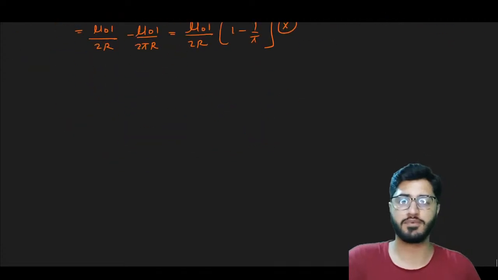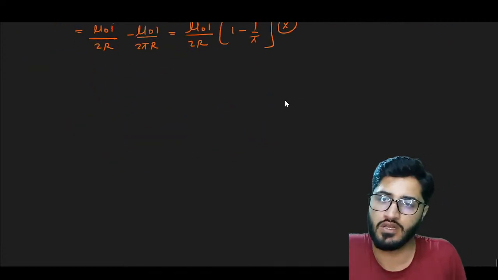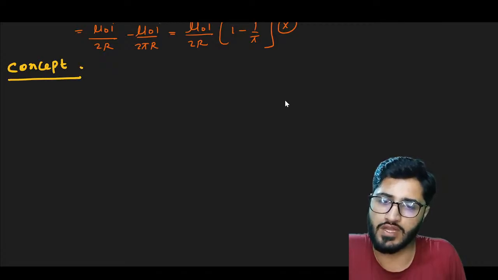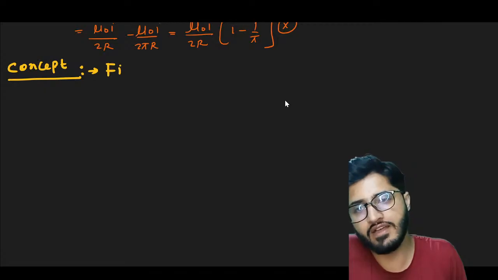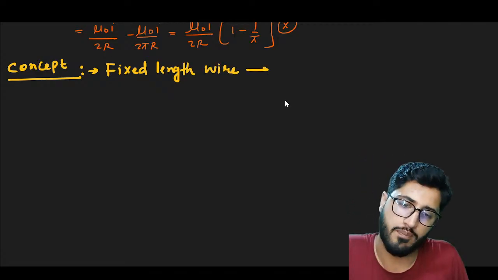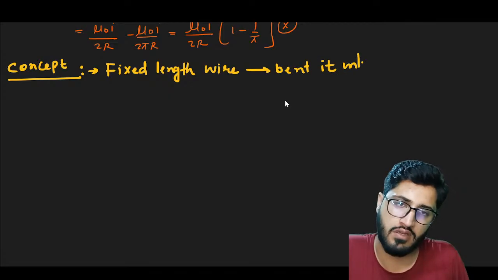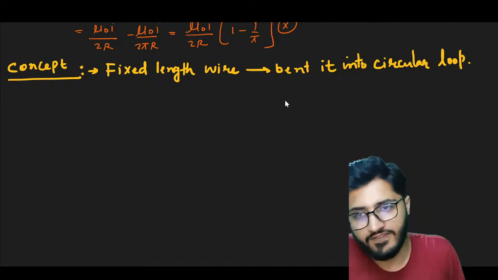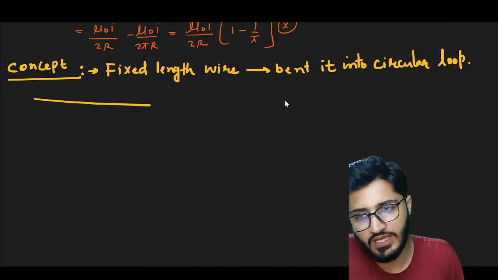Okay, let us do one more concept. A very good concept. New concept is, we are having a fixed length wire. Now we bend this wire into a circular loop. That means if we are having a wire, in which current I is flowing, and this wire is of length L.